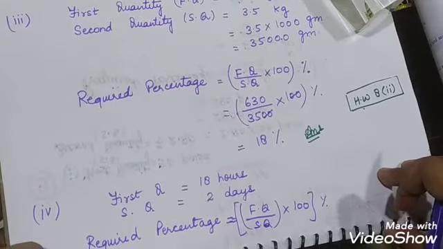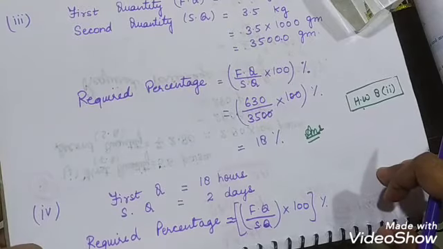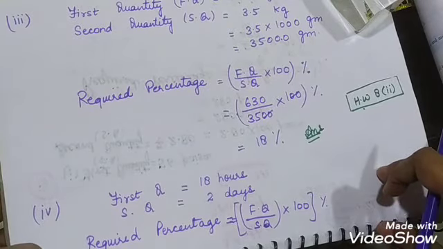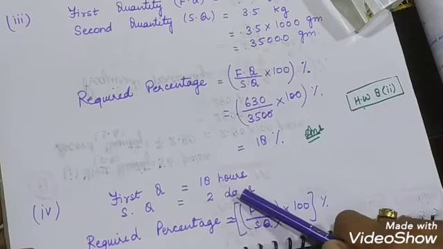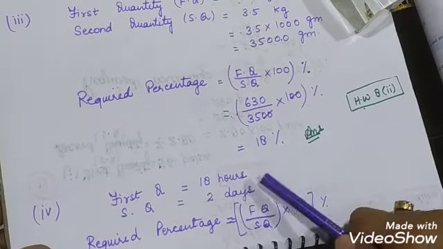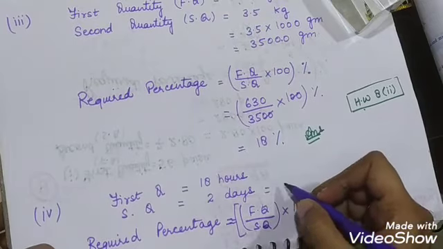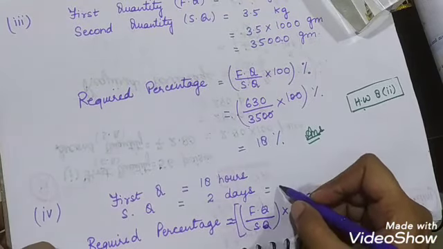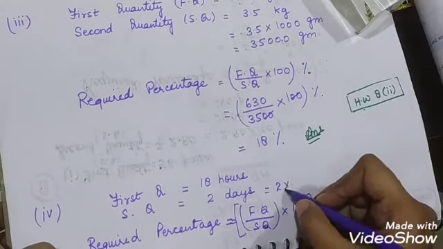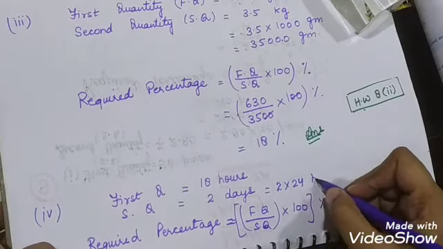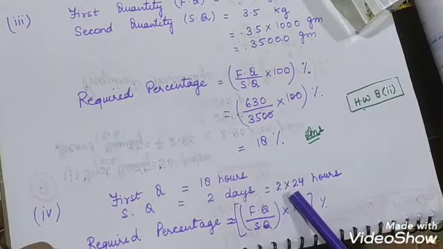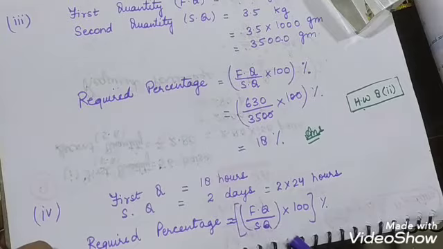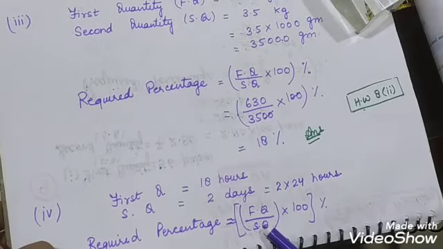Now we will do part 4. Part 4 of the question is: express 18 hours as a percent of 2 days. Your first quantity is 18 hours and the second quantity is 2 days. First we convert both into the same unit. How many hours are in 1 day? We have 24 hours. So in 2 days there will be 2 into 24 hours. Now the first quantity is this and the second quantity is this, and we put all the values in the formula of required percentage.